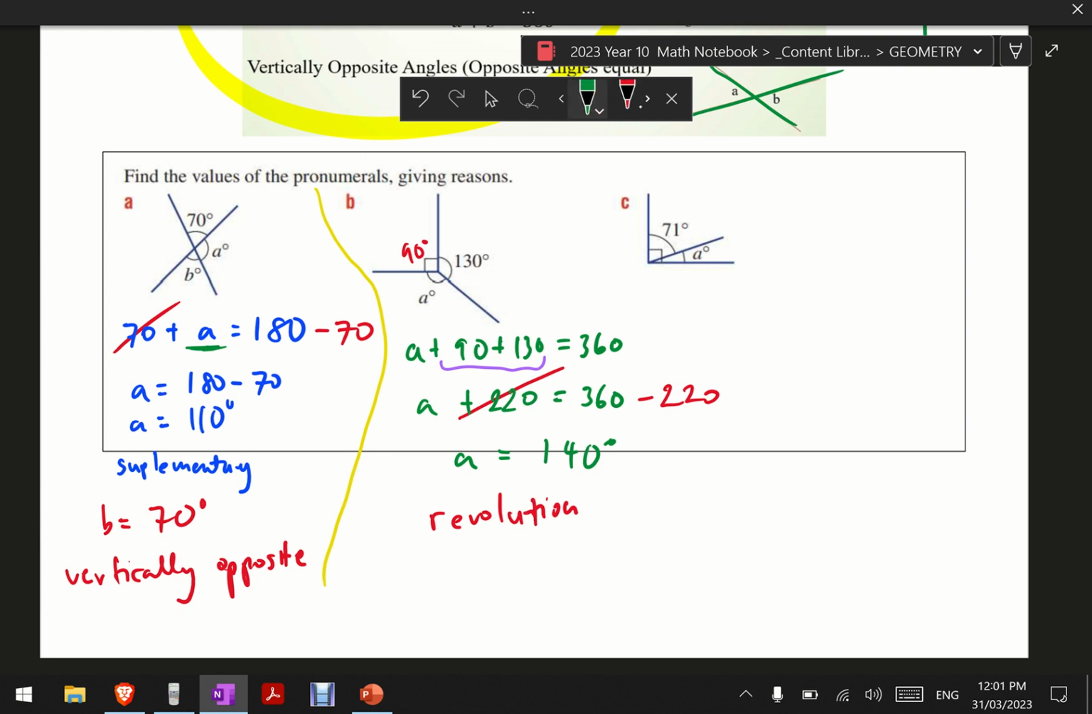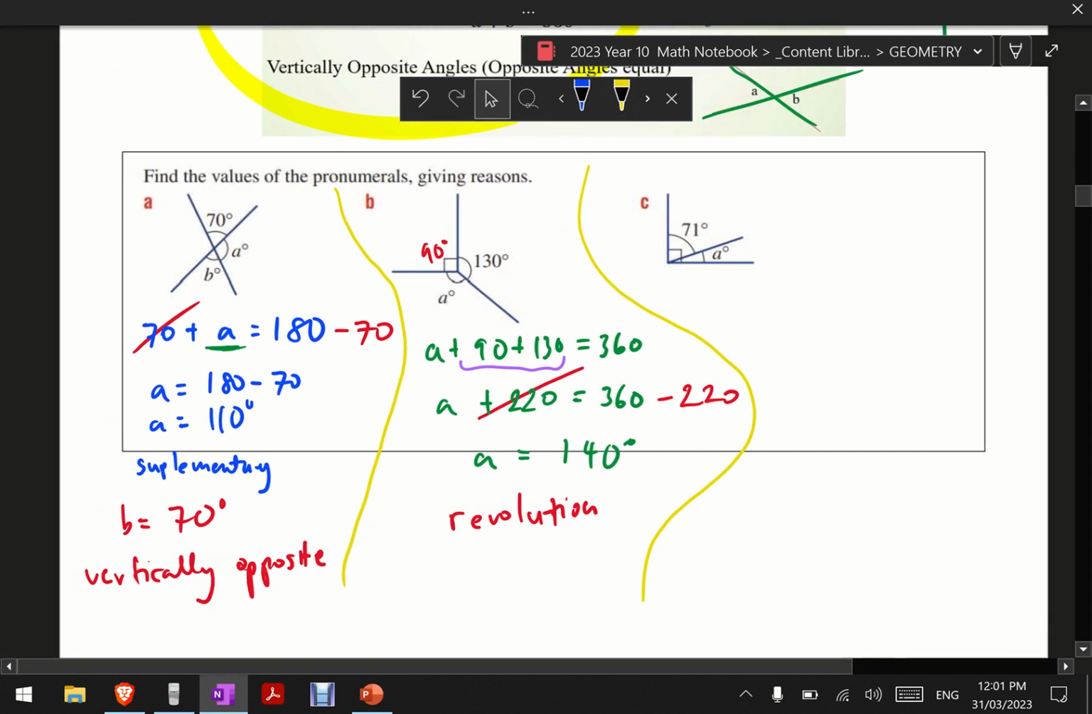All right, last one, nice and easy. Sorry, my handwriting's horrible. Looks like a pregnant lady. Okay.